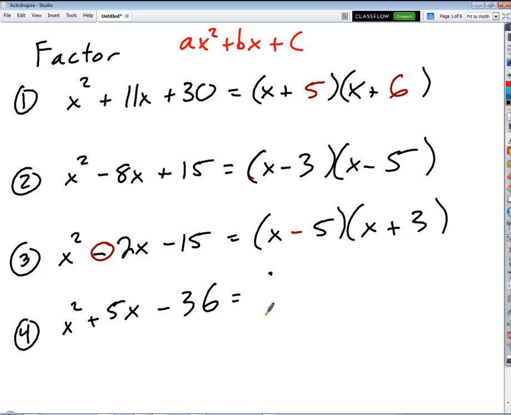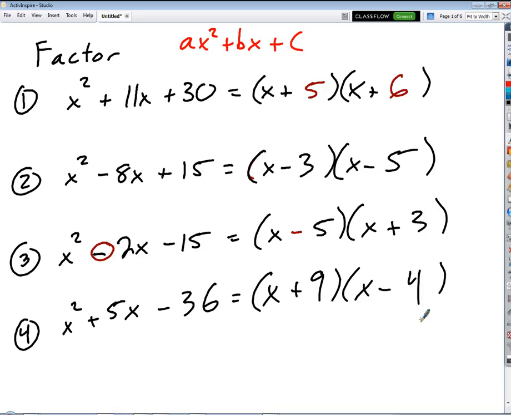Down here, bottom one. Same kind of a deal. Multiply to a negative, so the signs are one positive, one negative. Add to +5, so which is the bigger? Positive. And they gotta differ by 5, so the positive one is 5 bigger. What would those be? Multiply to -36, add to +5. Yeah, that makes sense? 9, 4. Okay, got it? All right, so those are the easy kind.